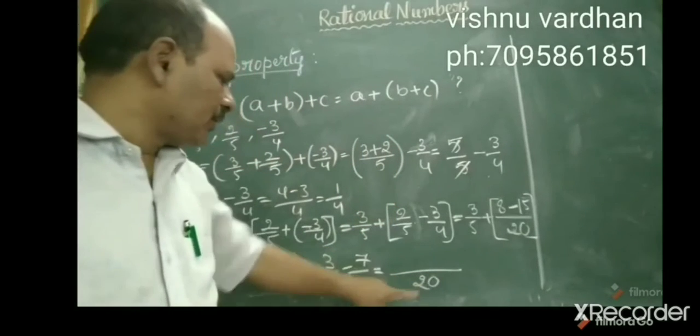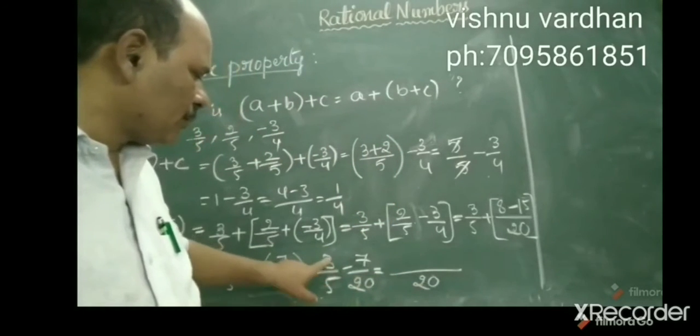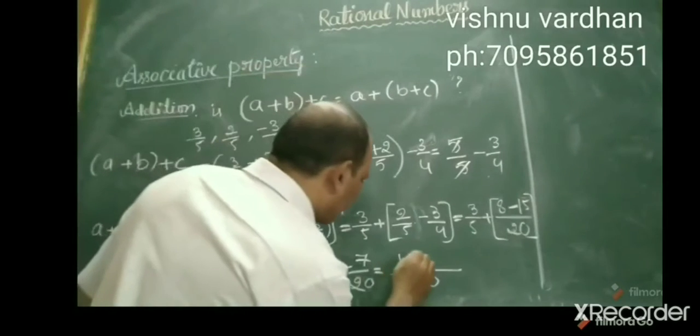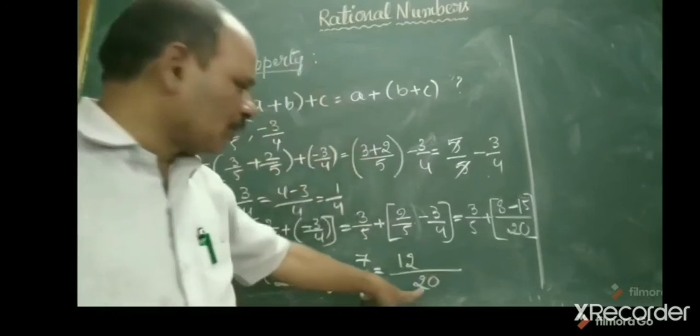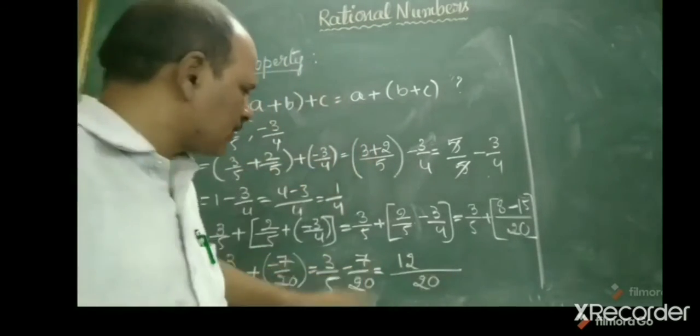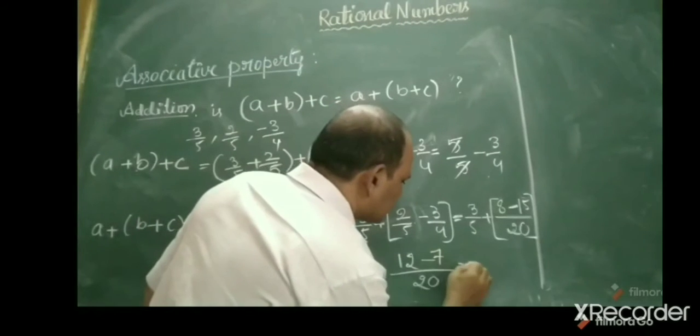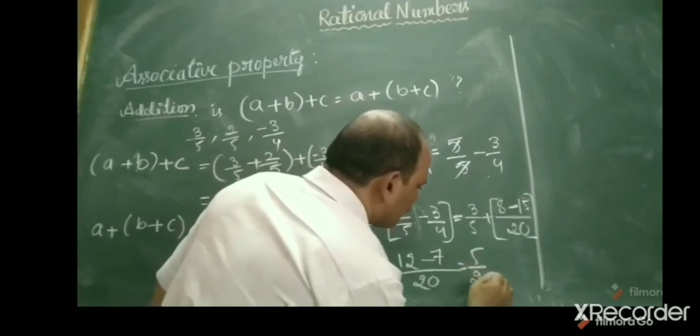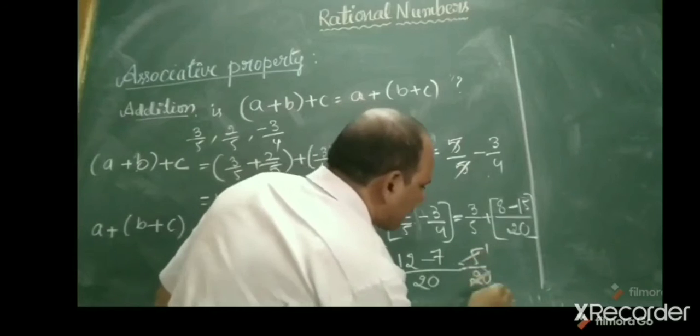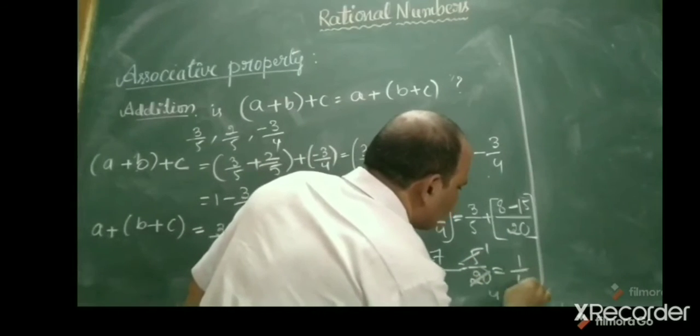This 5 in 20, 4 times. The 4 into numerator, 4 3 are 12. 20 in 20, 1 time. That 1 into 7, minus 7. Answer is 5 by 20. After cancellation, the final answer is 1 by 4.